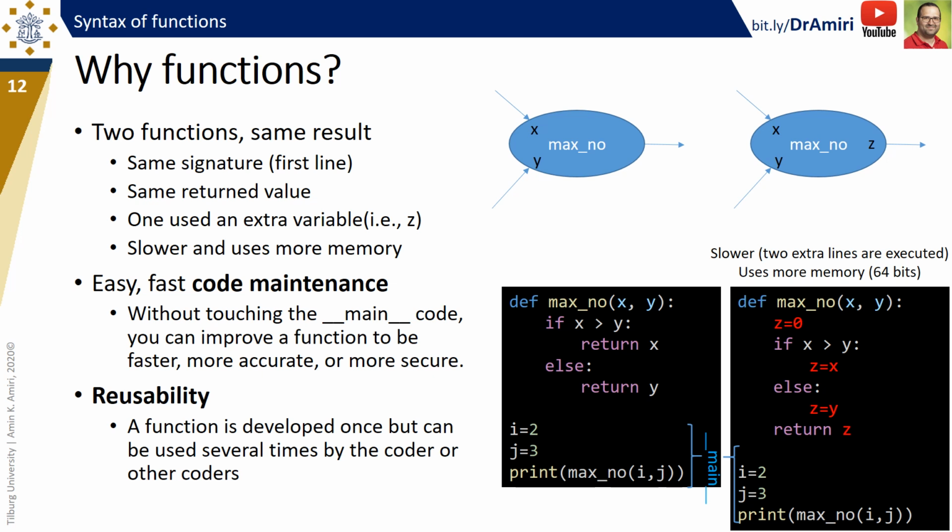And also, functions can increase reusability of the code. A function that is developed once by you can be used by you next year in other programs, or can be used by other coders. We have GitHub, where coders share their code so that other users can develop programs using those functions. So functions improve code maintenance and reusability of the code, which means lower cost of programming.